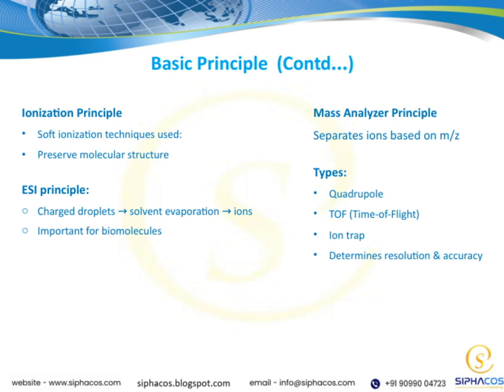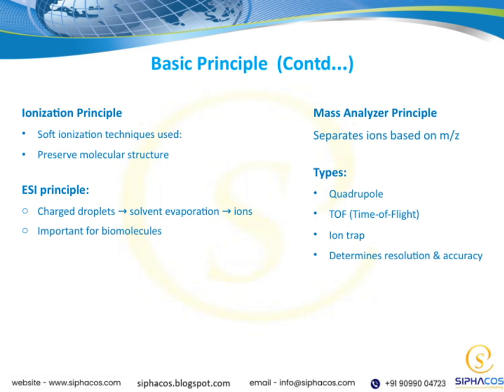Now, moving to the basic principle, which is closely related. We use ionization techniques that are considered soft, meaning they preserve the molecular structure of the analyte. This is crucial when we're analyzing biomolecules, where maintaining the integrity of the molecule is key. Speaking of ionization, let's focus on the ESI principle, or electrospray ionization. In this method, we start with charged droplets. As the solvent evaporates, these droplets shrink, eventually releasing ions into the gas phase. This process is especially important for biomolecules because it allows us to analyze large, fragile molecules without breaking them apart.